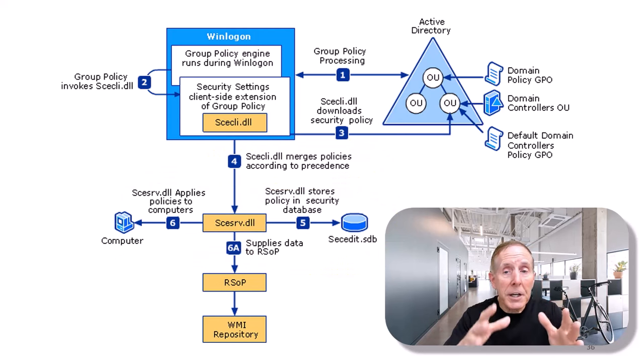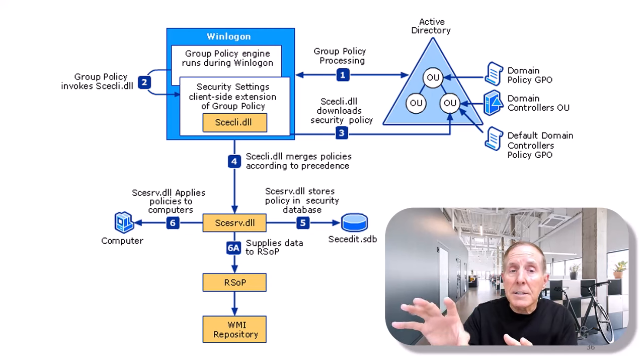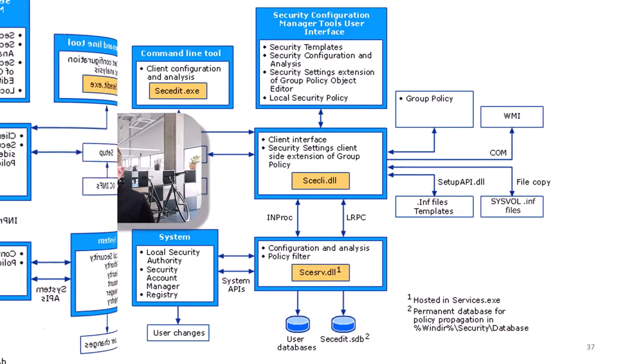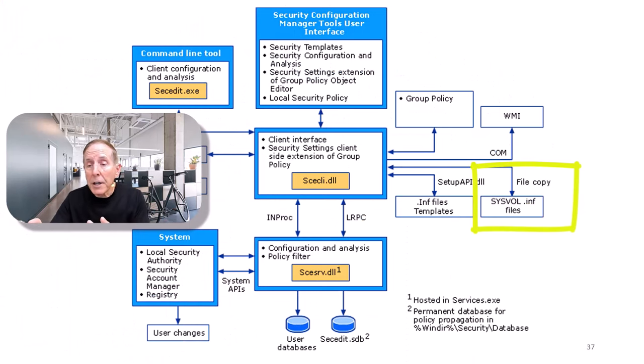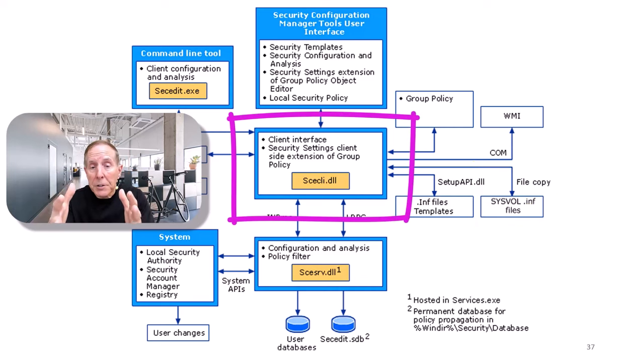These are the steps, the process that it's going to follow when it sees a security policy coming down. Now, this slide is busy, but I'm going to walk you through it. Notice on the right-hand side, we see the group policy, the INF file on the sysvol folder, is going to come into the group policy client. It's going to be handled by special security DLLs here in the client interface.